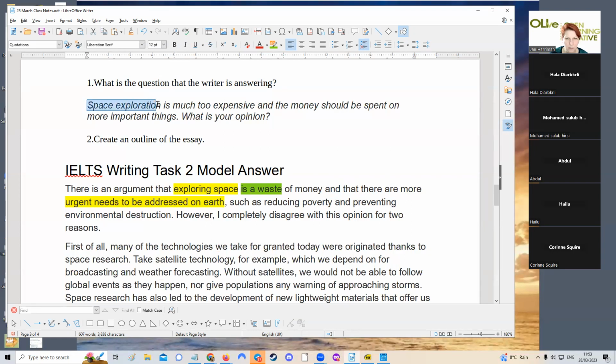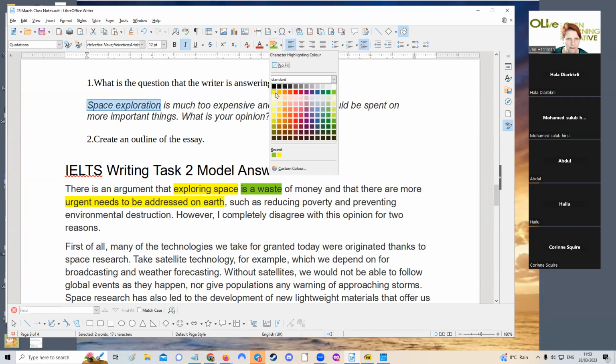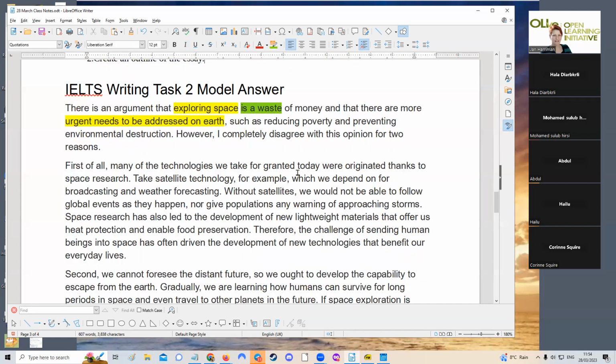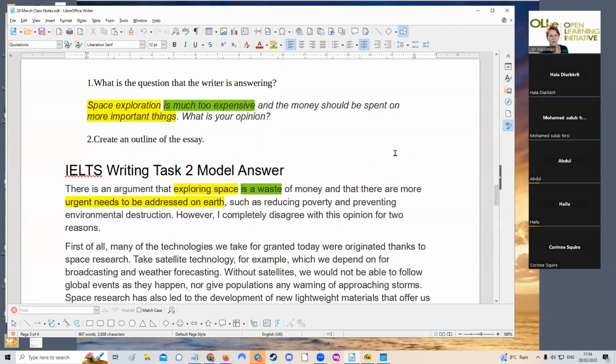So we've got space exploration there. And so have they paraphrased the question well? Are they answering the question? Yeah. Yeah, they are.